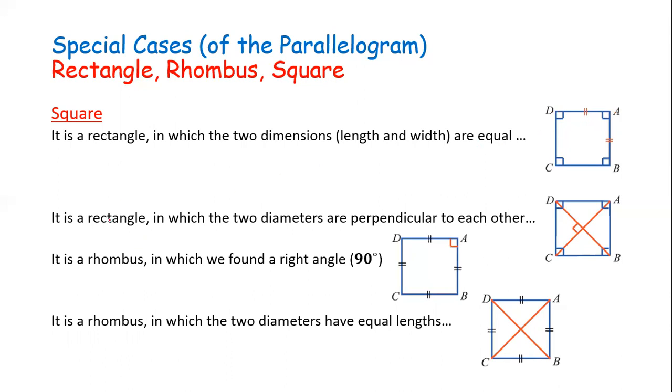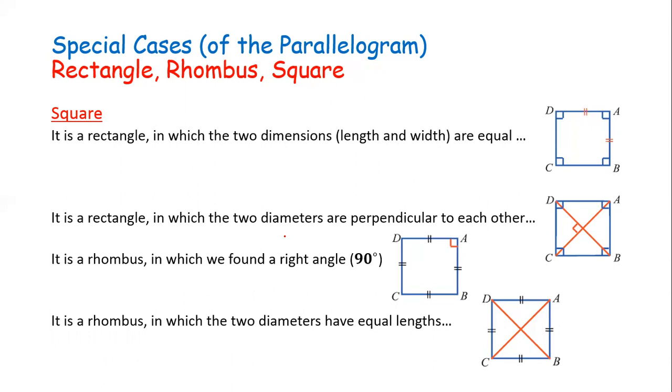The other case, we can define a square. It's a rectangle in which the two diameters are perpendicular to each other. So here we have a rectangle ABCD in which the two diameters are perpendicular to each other. In this case, it's also a square.